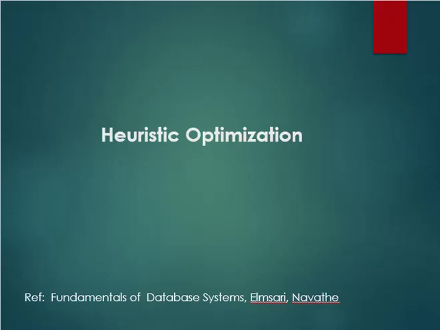Dear all, we are going to study the concept of heuristic optimization, which is used in database management systems in order to find an efficient query optimization plan for executing a query. We know that most of the time we are doing select or retrieve operations on the database compared to insertion, deletion and updation. So in those cases, if we have better execution plans for retrieving data from the database, it will help to reduce the time to retrieve the value.